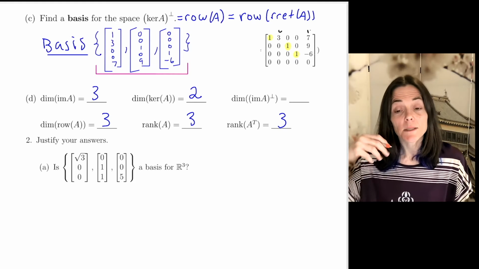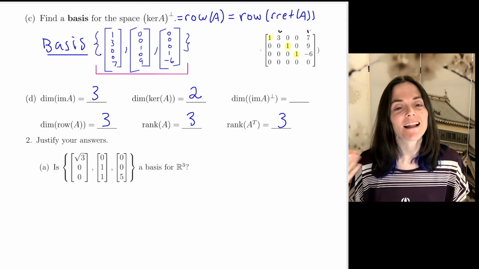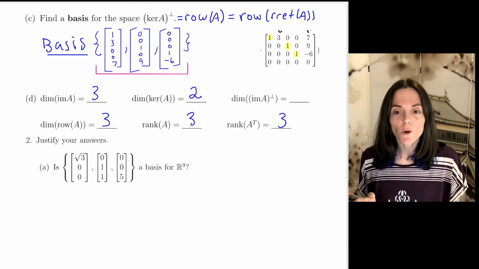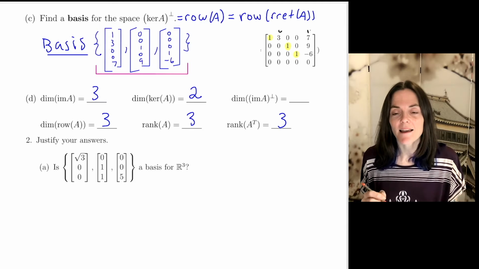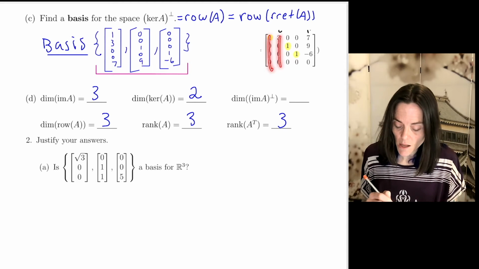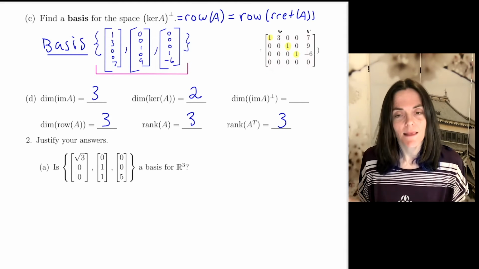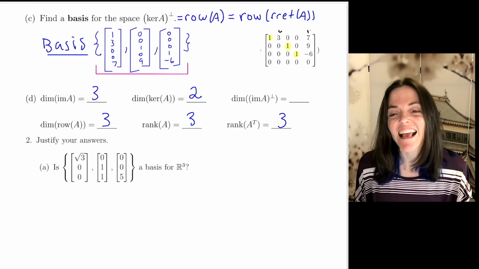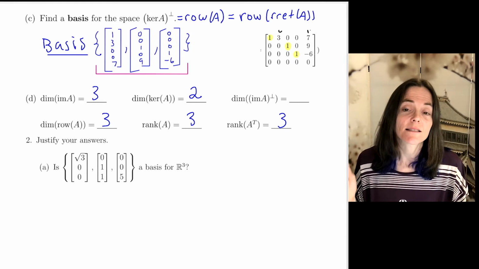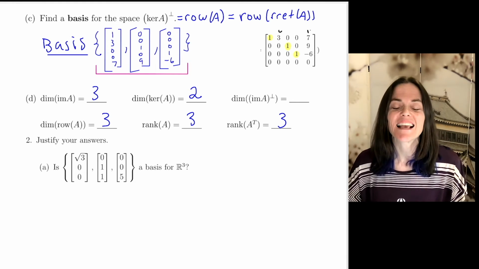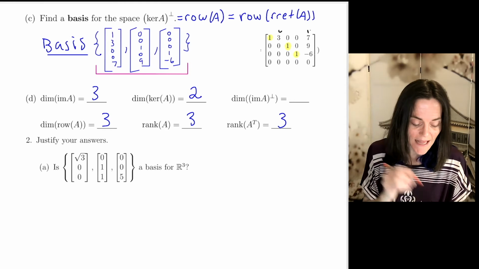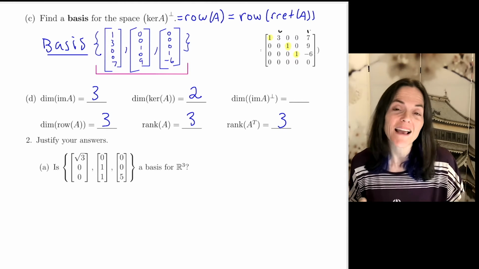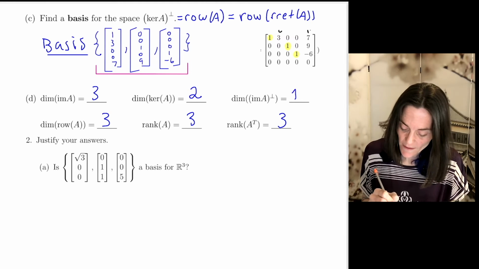Now, one more. This says the dimension of the orthogonal complement of the image of A. Well, you notice the image of A sits inside R4, right? Each column is in R4, and so the image is a subspace of R4. The image is a subspace of dimension 3, and so its orthogonal complement has dimension 4 minus 3, which is 1.